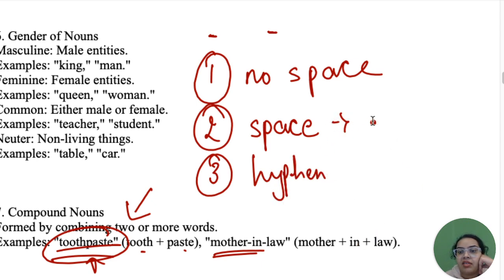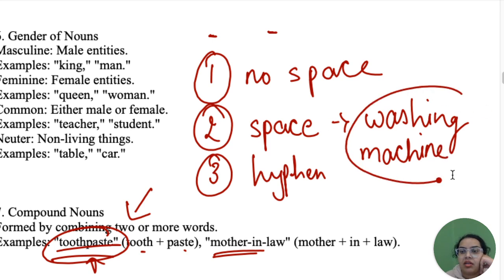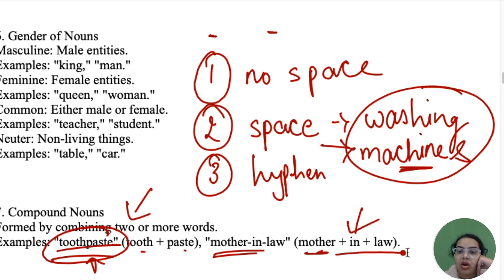Space is like washing machine, only space is used, there is no hyphen. This is a compound noun. What kind of machine? Washing machine. I have 10 washing machines, so I'll simply use the plural form of the main noun, the primary noun. Hyphen is like this: mother-in-law, stepson.